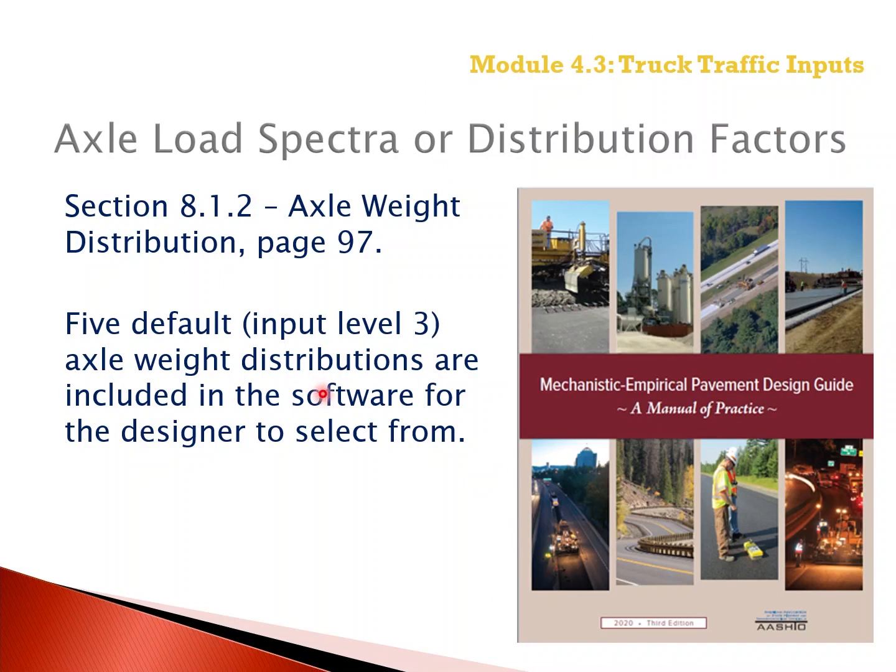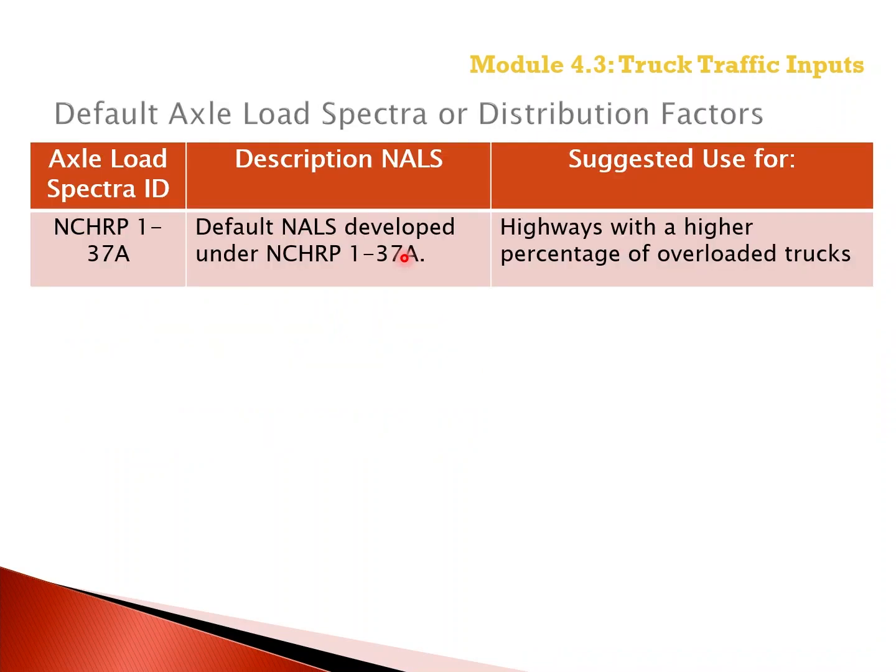Axle weight spectra distribution factors. As a reminder, section 8.1.2 axle weight distributions are provided on page 97 of the MEPDG Manual of Practice. There are 5 default axle weight distributions that come with the software for the designer to select from. And those are listed on page 97 of the MEPDG Manual of Practice. Those are defined or illustrated here separately.